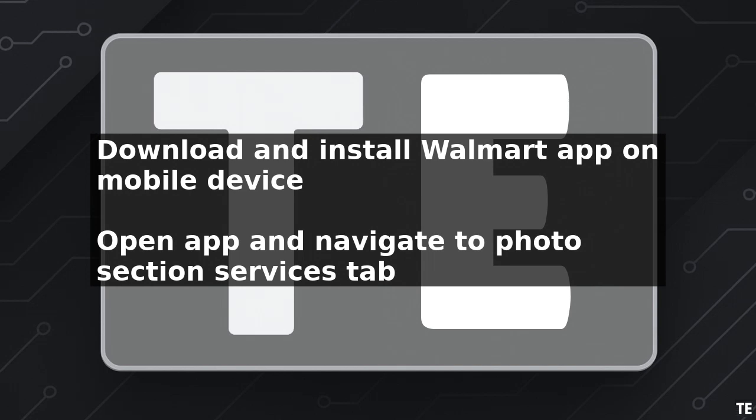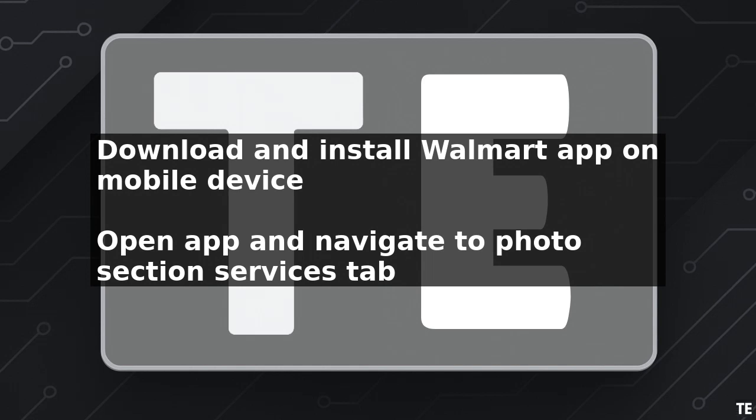First, you need to download and install the Walmart app on your mobile device. Once installed, open the app and navigate to the Photo section. To do this, tap on the Services tab at the bottom of the screen and select Photo.